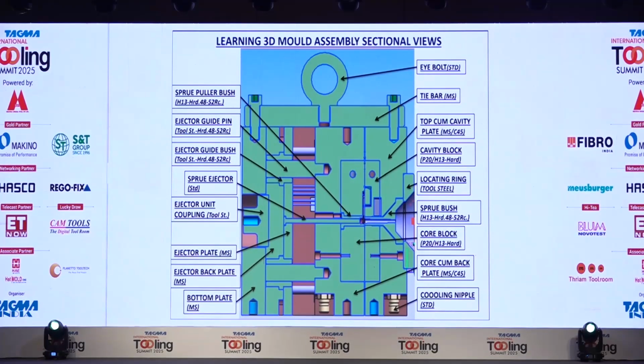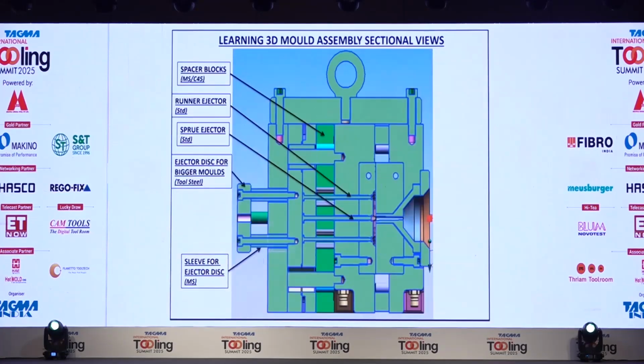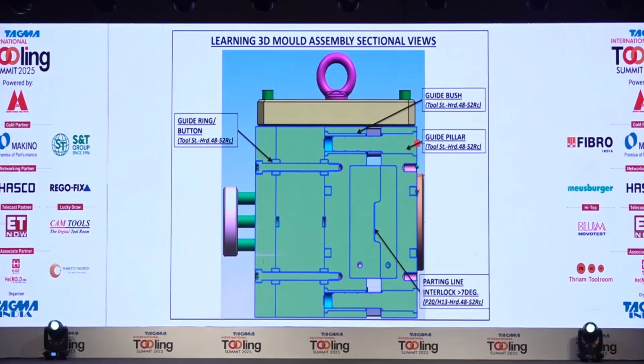Here I have tried to show them in pictorial format, taking a section of a 3D model. If a mold is cut, you can see how many parts there are, and each part is named with the general material it is made from. These are different sections where each and every item that we read in the 3D model tree can be shown.